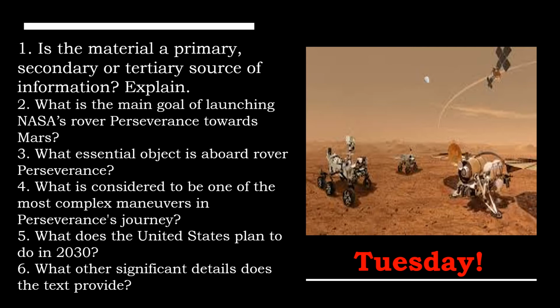Number 4, what is considered to be one of the most complex maneuvers in Perseverance's journey? So ano daw yung pinaka mahirap na na-encounter nitong si Perseverance sa kanyang paglalakbay? And number 5, what does the United States plan to do in 2030? So ano daw yung vision, ano yung binabalak ni US by 2030? And number 6, what other significant details does the text provide? So ano pa yung mahahalagang impormasyon na makikita natin sa selection?